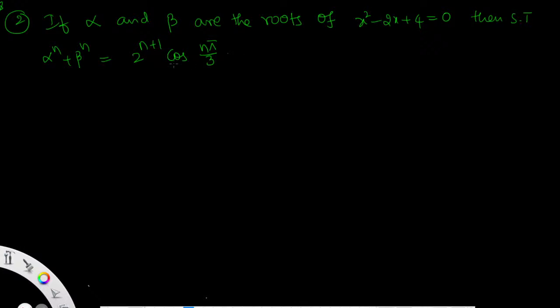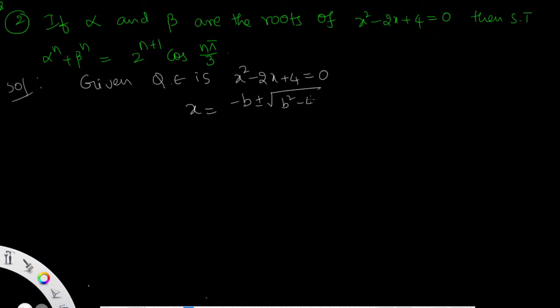So let us consider the given quadratic equation, x square minus 2x plus 4 equal to 0. How will you get the roots? Both roots will be given as alpha and beta. For those we have to find the roots. For finding the roots, x equal to minus b plus or minus root over b square minus 4ac by 2a, the general basic formula. So here a equal to 1, b equal to minus 2 and c equal to 4.